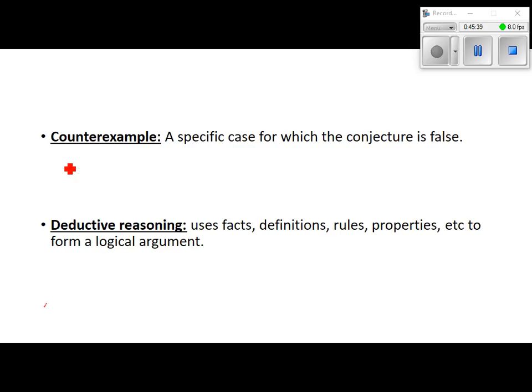Deductive reasoning. Inductive reasoning uses patterns. Deductive reasoning uses facts. That might be the key word for deductive reasoning. Facts or rules or laws or whatever it happens to be. In math, it's usually rules, theorems, postulates, axioms, corollaries, whatever kind of mathematical rule it might be.